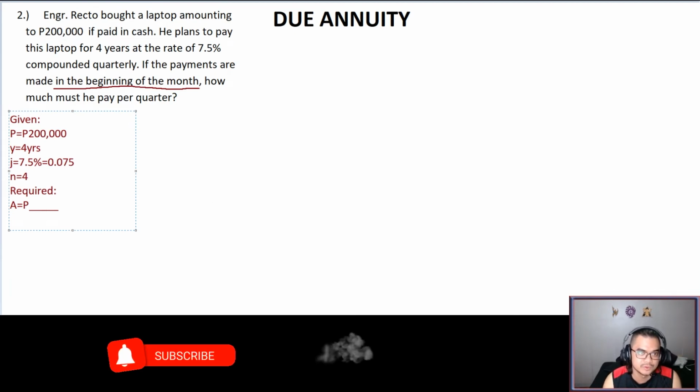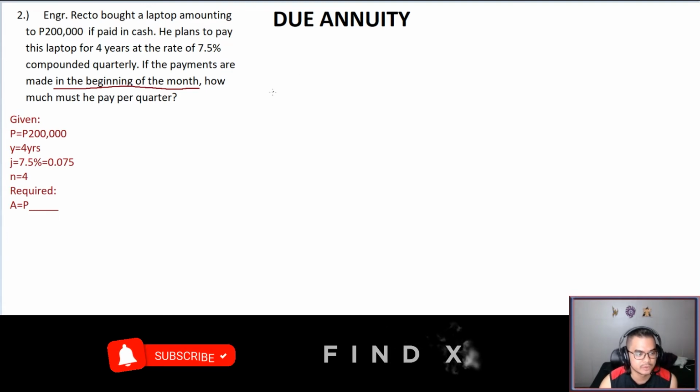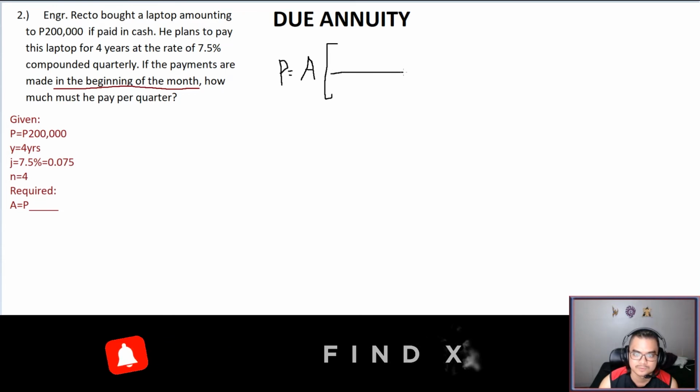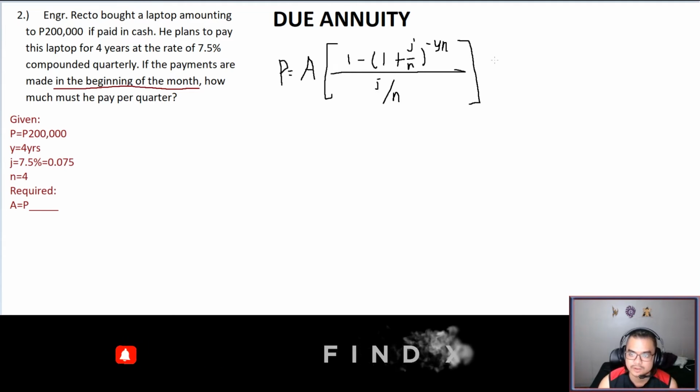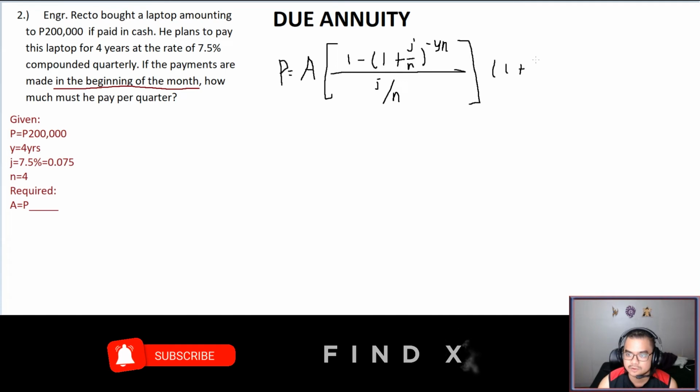Okay, so going for the solution. We can now use the formula for the present worth. So remember, this is an annuity due. So we have P equal to A times 1 minus (1 plus j over n) raised to negative y n, all over j over n, times (1 plus j over n).